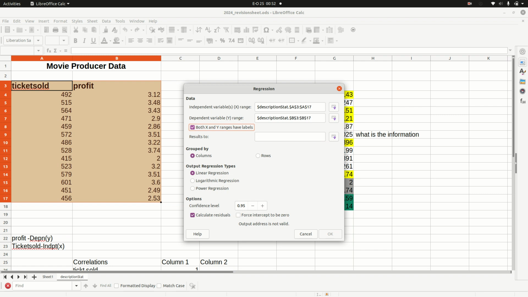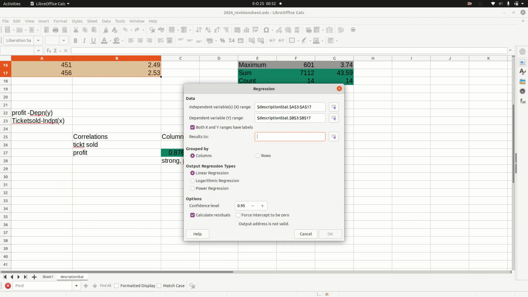It says both x and y have range values, labels, which is yes. Results to, where do we place this result? Let it be here. It is grouped by columns, yes. The output regression type, I told you we are using linear. You can play around with these other types and see the output. The confidence interval is 95%, which I already explained in class. Do you want your residuals to be calculated? It means a table. I want it to be done, so yes, and I click OK. Let's see what we have.